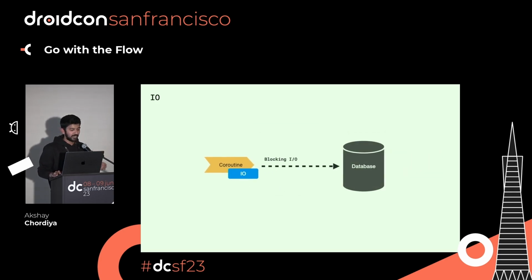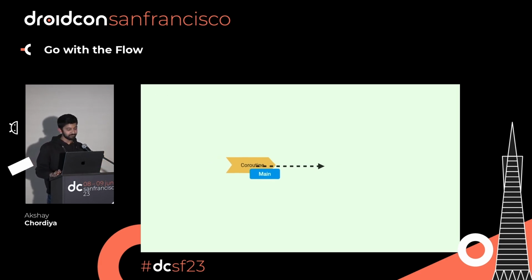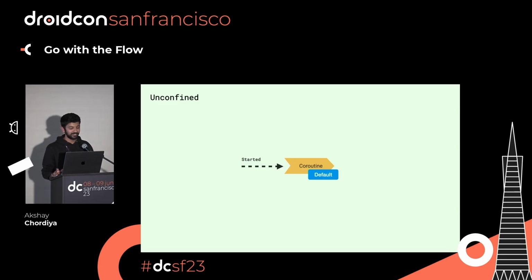And then there is, of course, the I/O one. The I/O dispatcher, on the other hand, is designed for coroutines or flows that perform blocking I/O operations. These types of operations can take a long time to complete, and if they were performed on the main thread, they would make your app unresponsive or cause ANRs. And then there is the main dispatcher, which is super obvious. This dispatcher is used for coroutines that perform operations on the UI thread, and these operations are required to be performed on the main thread because the Android UI toolkit is not thread safe. And then we have this special one, unconfined.